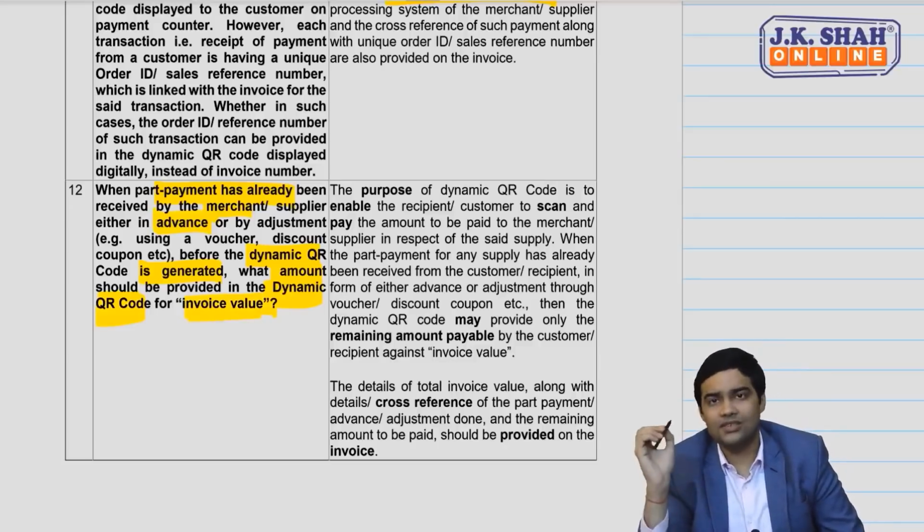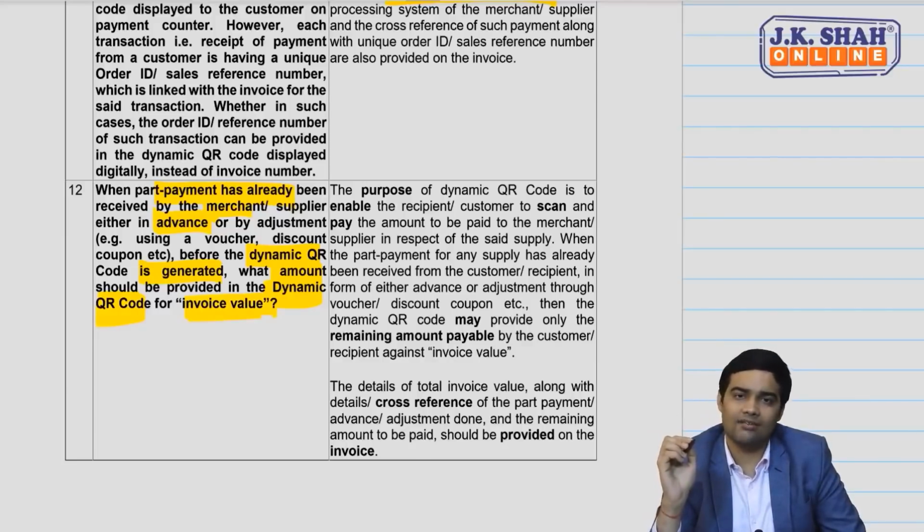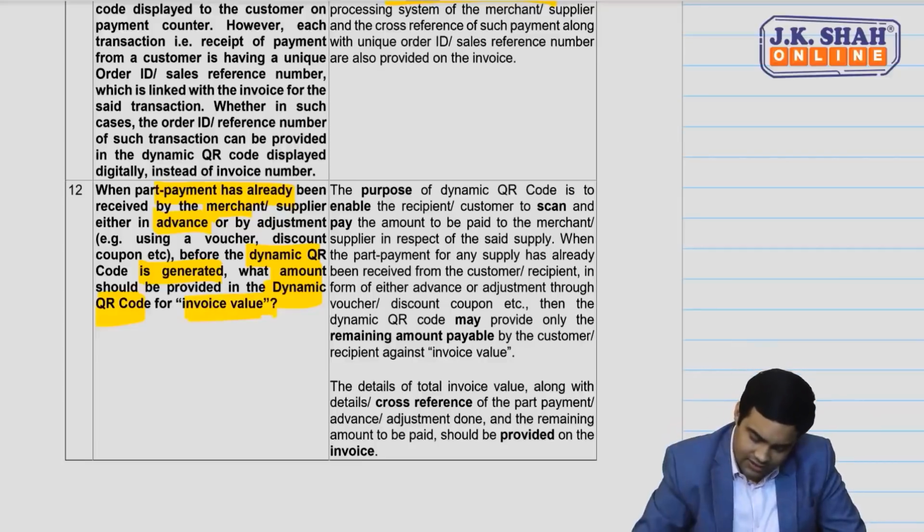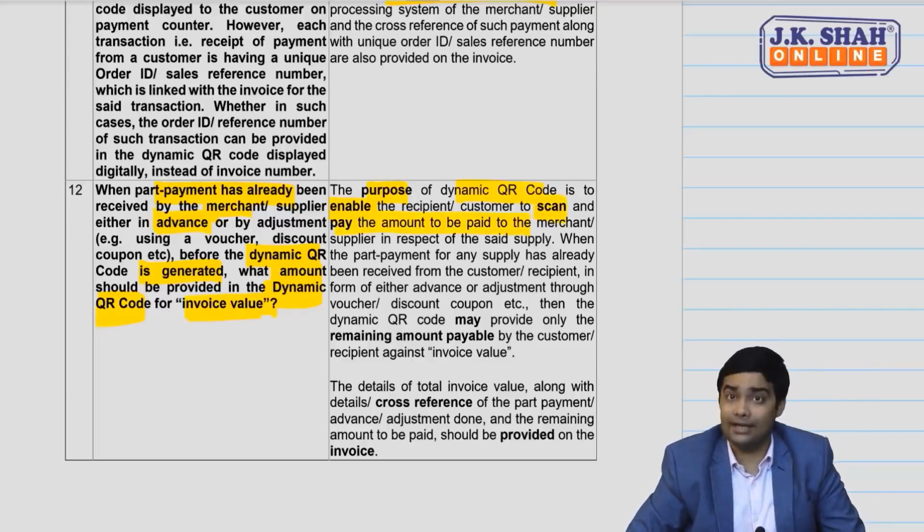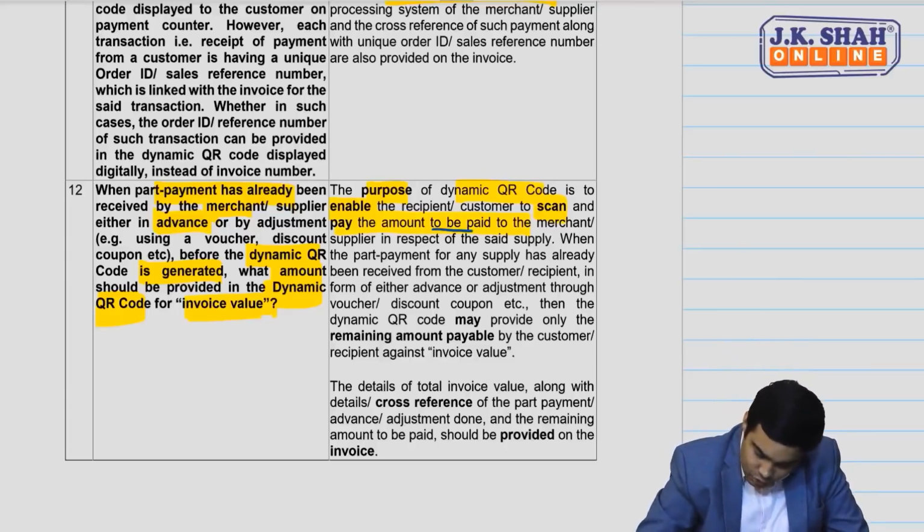He has purchased for 250, but he had already paid 200 as advance. What will you mention as invoice value? Let's see what they have said. The purpose of dynamic QR code is to enable that the person can scan and pay the amount to be paid. Careful, the law is saying to be paid.